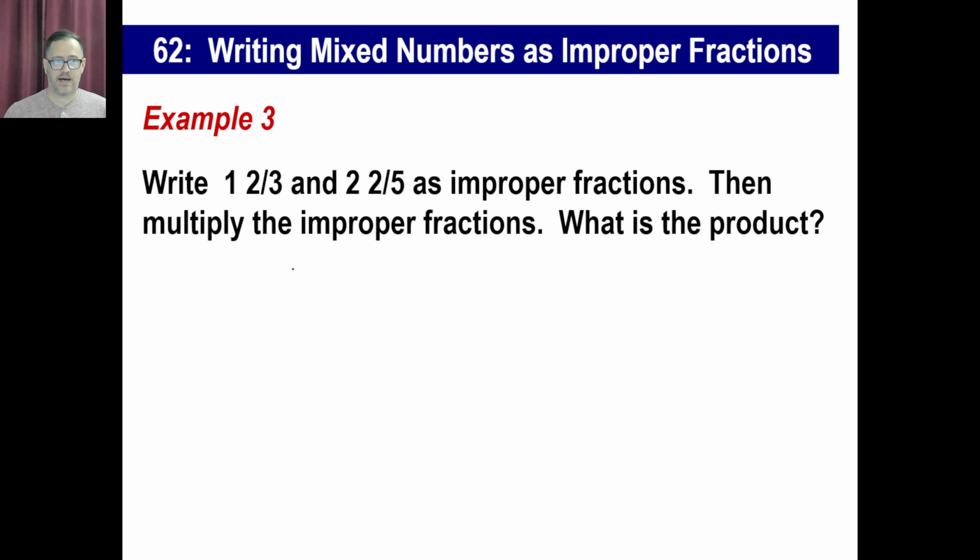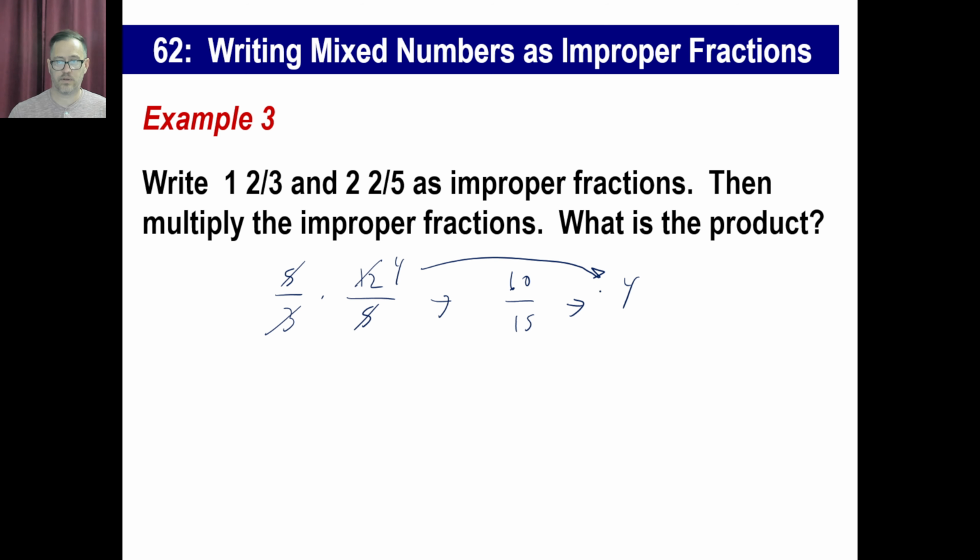Okay. You should have got 5 thirds for the first one. 3 times 1 is 3 plus 2 is 5. We're going to multiply that by 2 2/5. 5 times 2 is 10 plus 2 is 12/5. Multiply the fractions. Now again, you can either cancel, or if you did it like this, 5 times 12 is 60. 3 times 5 is 15. 60 divided by 15 is 4. That's okay. You could have also done, that cancels there. And 12 divided by 3, that's 4.